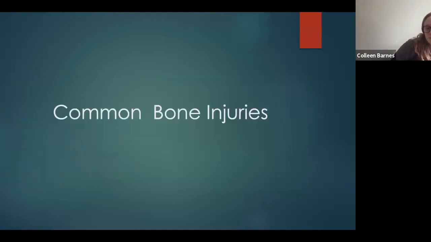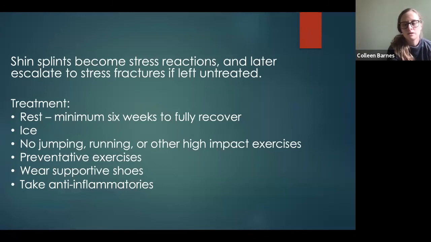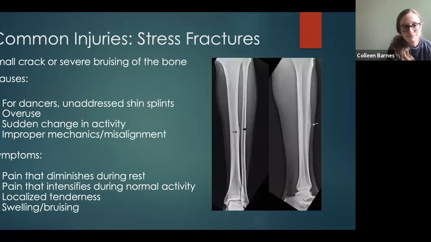Common bone injuries, again, this is mostly a review for you since we restructured the class. All right, so common injuries, shin splints. Again, this is the tearing away of the periosteum or bone covering. I'm not going to go over all the causes and symptoms. You've already been tested on it.